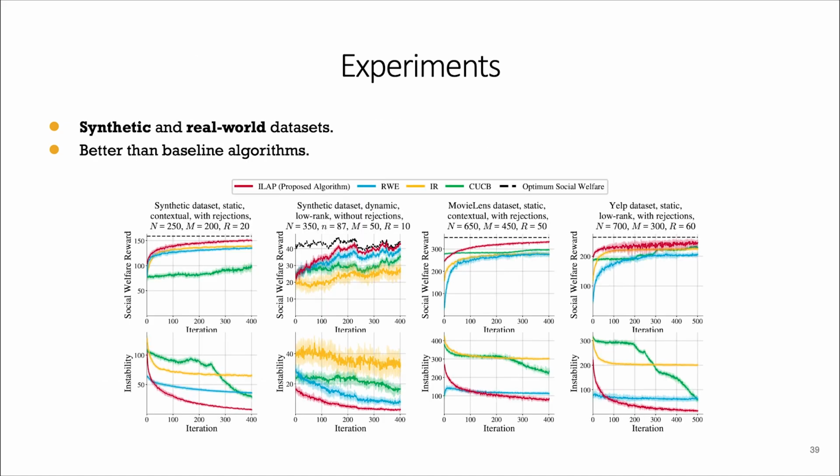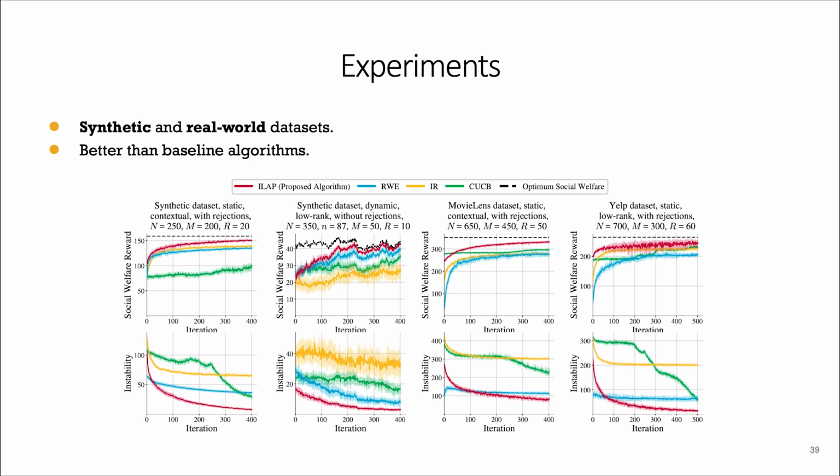Lastly, we have run some experiments both with synthetic and real-world data sets, and we have shown that our algorithm can perform better than some baseline algorithms. We have used two synthetic data sets in this figure, and the third column represents the MovieLens data set, and the fourth column is for the Yelp data set.